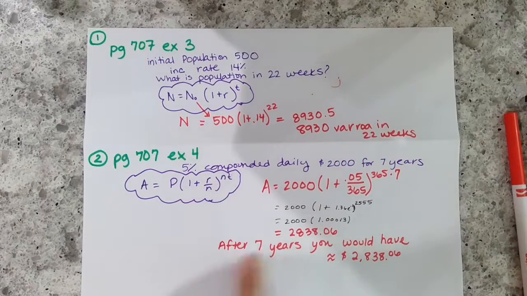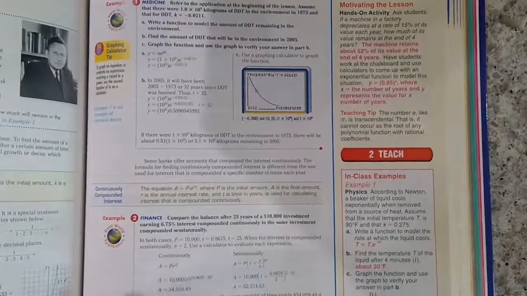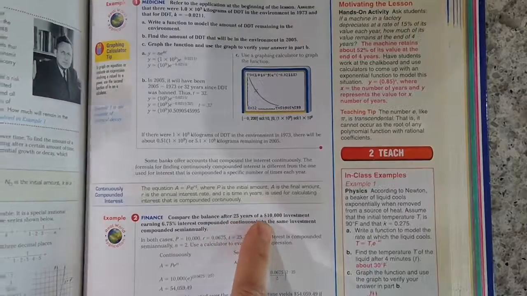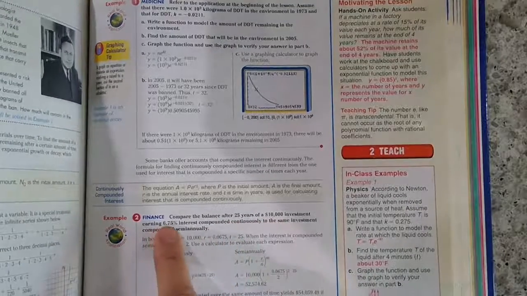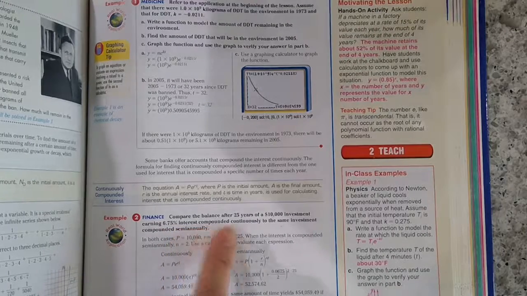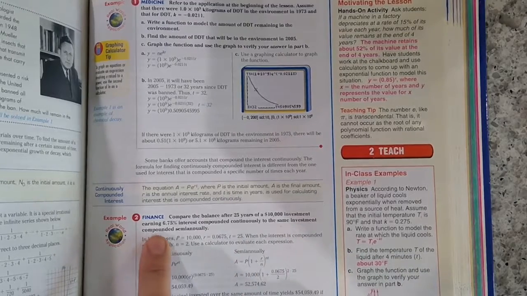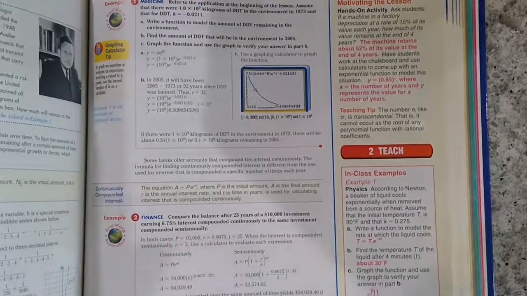Okay, and also wordy problems have wordy answers. All right, and yes, this is a long lesson. All right, here we go in our last example. So our last example says, right here, it says compare the balance after 25 years of a $10,000 investment earning a 6 3/4% interest rate compounded continuously. And then you're going to look at it and also compare it compounded semi-annually.